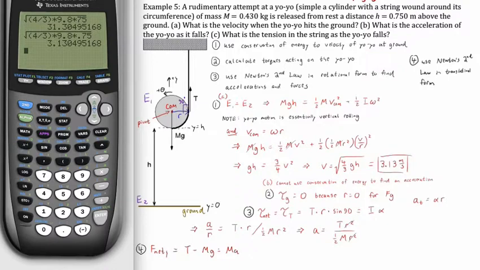It's not equal to 0, because that would only be true if the yo-yo was at rest, and it's definitely not at rest, it's falling. So it's equal to negative ma, because it's accelerating downwards. But that gives us very useful information: T is going to be mg minus ma, or m times (g minus a).